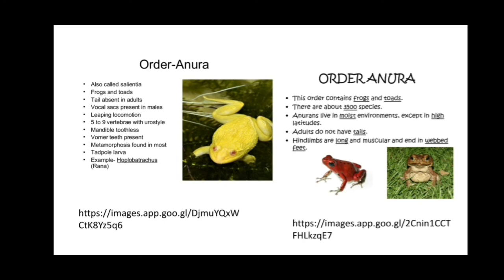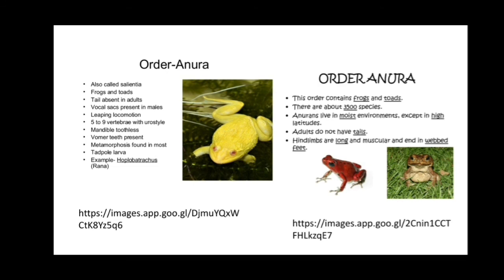They are oviparous and fertilization is external. The examples are Hyla, frog and Pipa. Here you can see this order contains the frogs and toads, and there are about 3,500 species. Anurans live in moist environments except in high latitudes. Adults do not have a tail, as we know. Hind limbs are long and muscular and end in webbed feet.